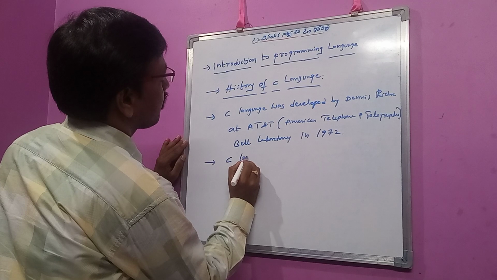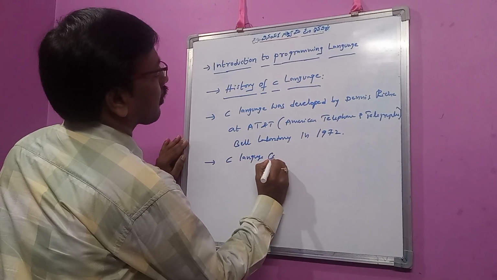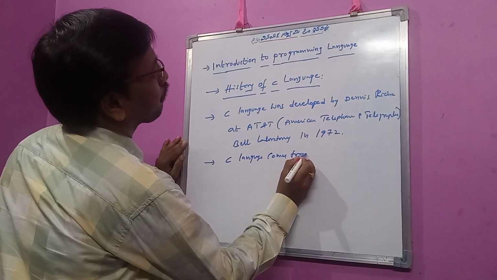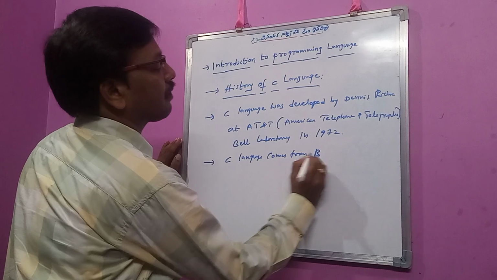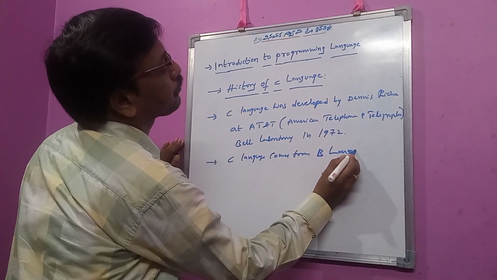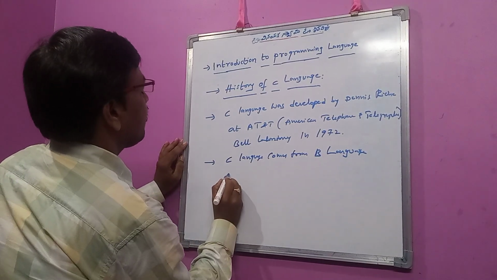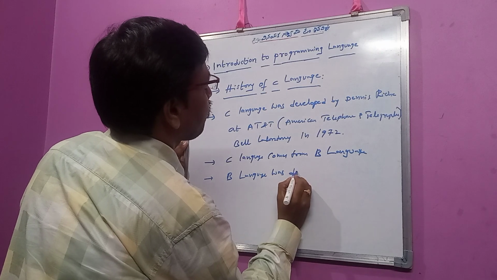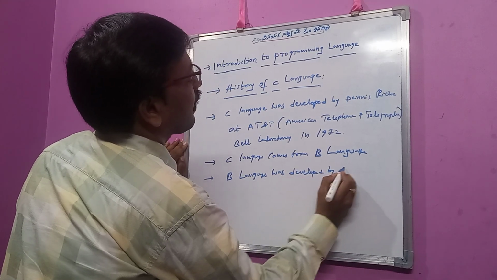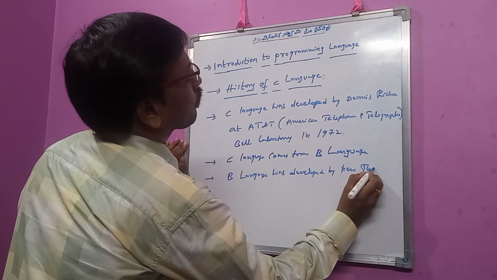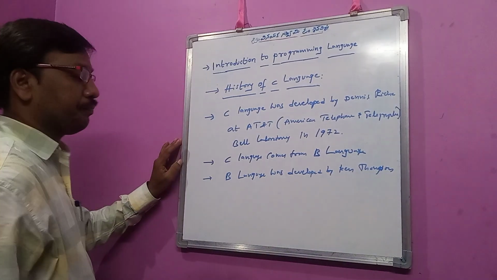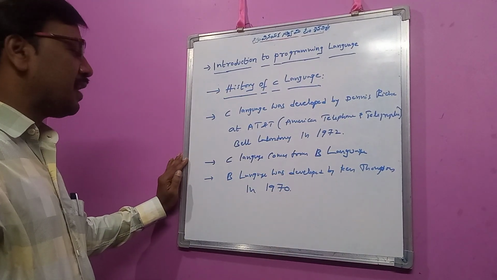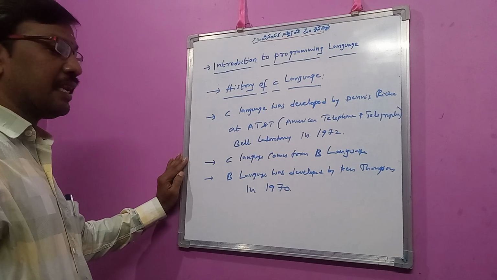C language comes from B language. B language was developed by Ken Thompson in 1970.